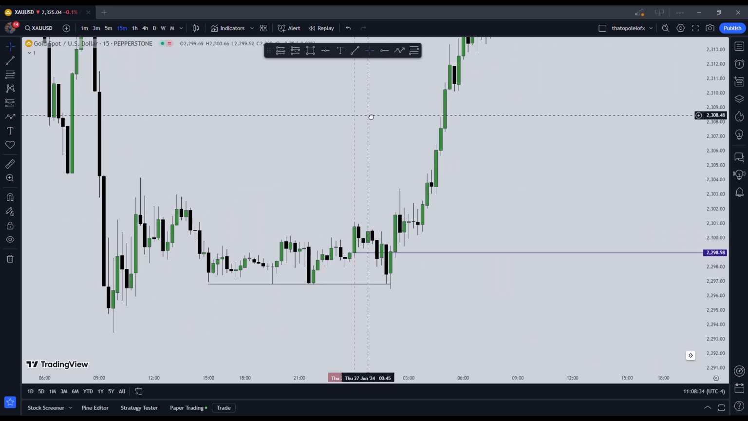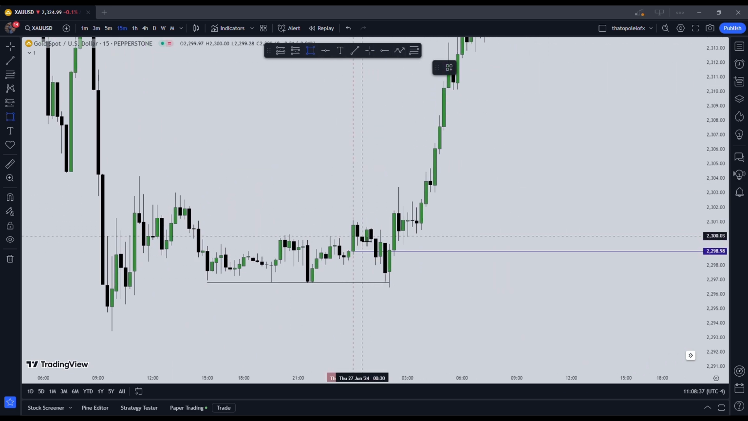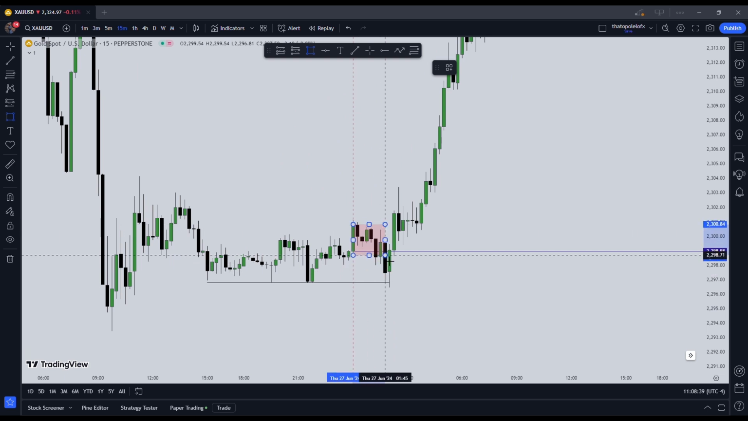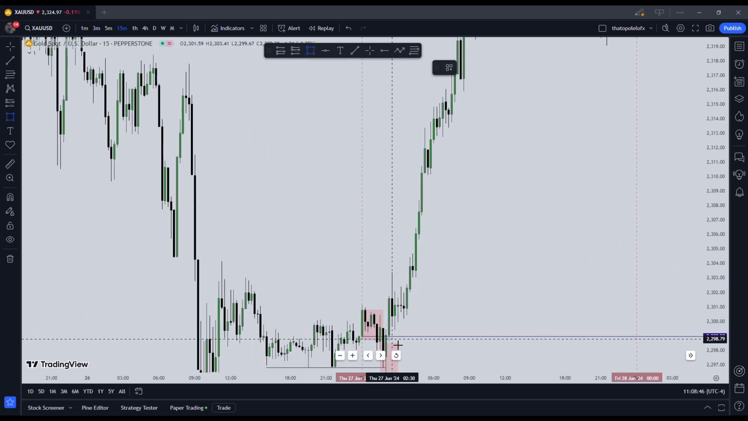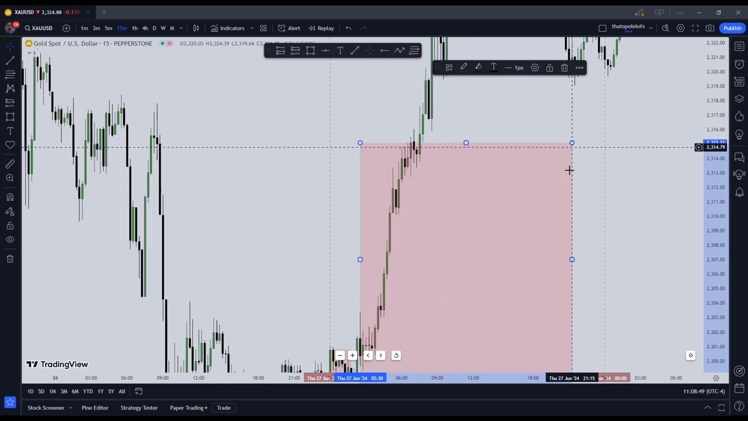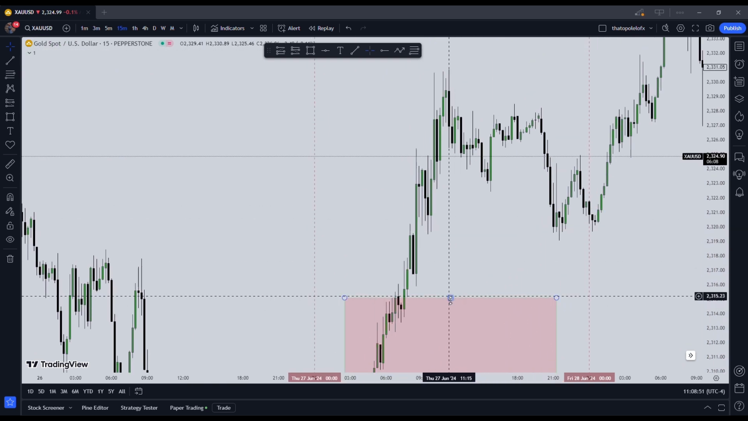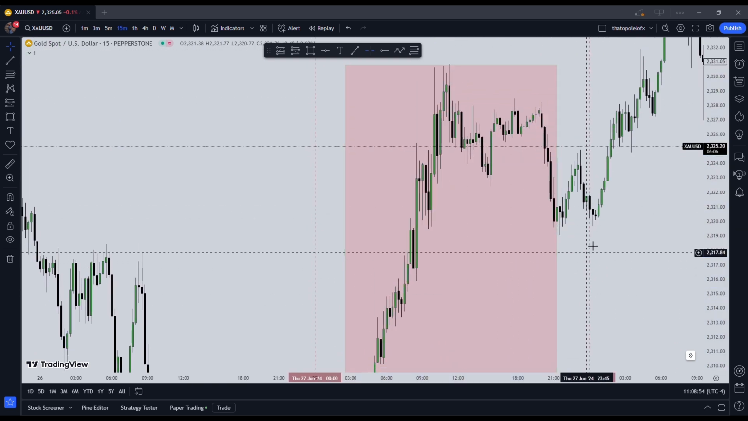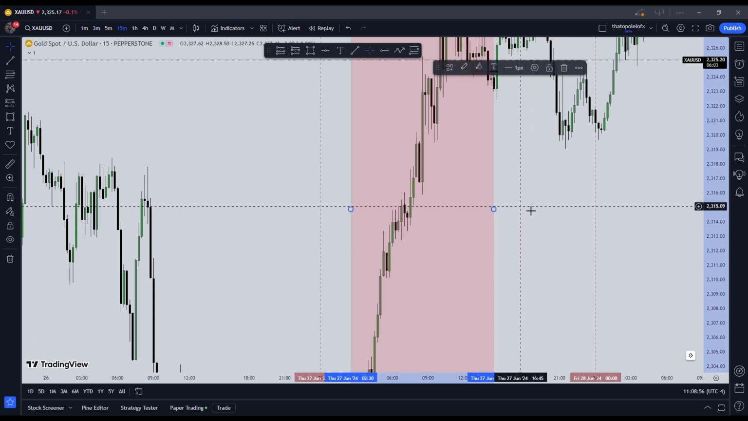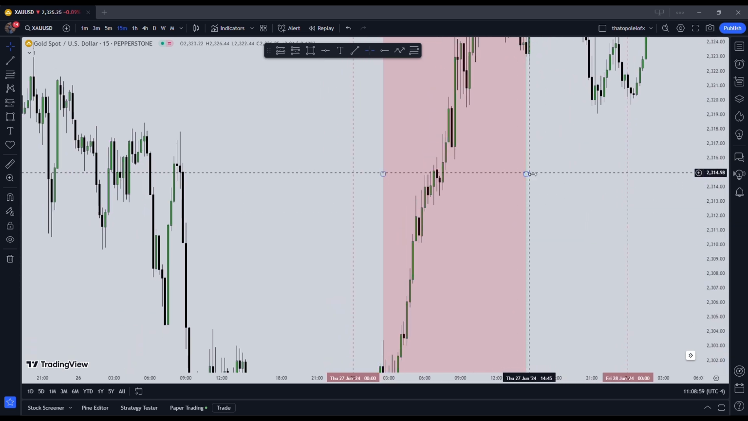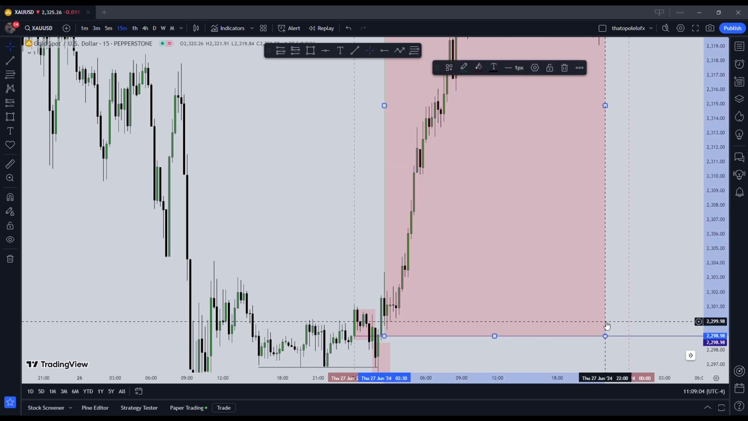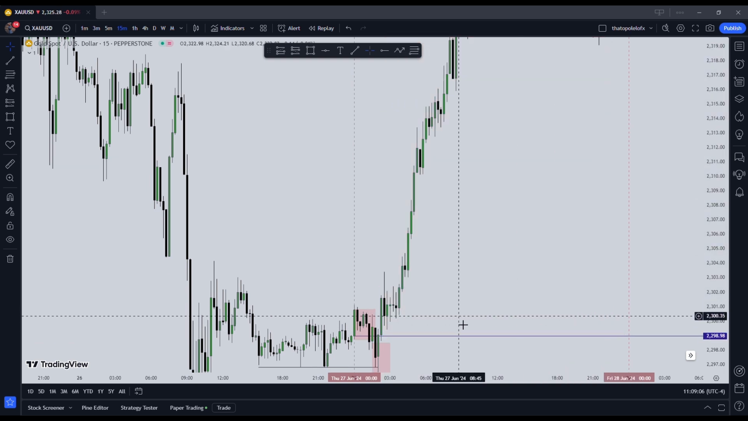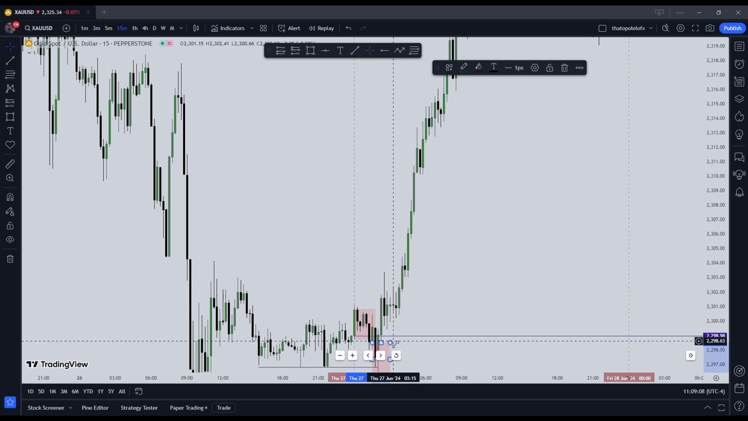So what do we have here? We have consolidation. We have manipulation. And then what do we have? Distribution. Of course, I can take a huge loss. You never know these things. Manipulation at the end can affect the smart money concept trader. It's still fine. You have another day to trade.